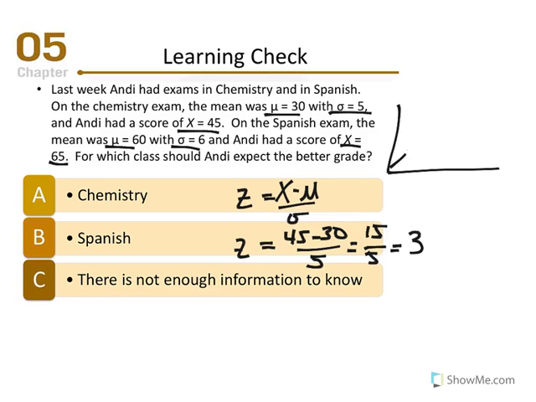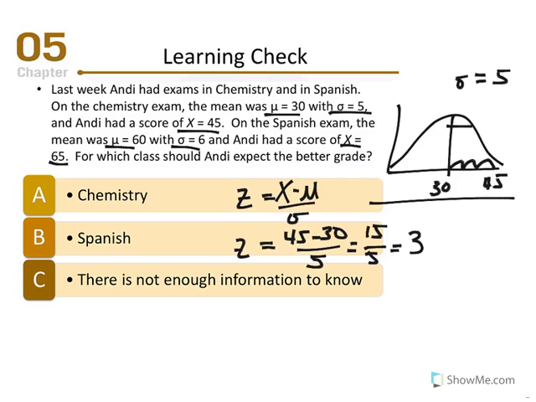If we plot this out, we have the mean of the exam equal to 30, standard deviation equal to 5, and his score of 45 is 1, 2, 3 standard deviation units from the mean. Positive 3 standard deviation units above the mean, which is significant in showing that he did much better than the norm. He did much better than his peers in that particular class.